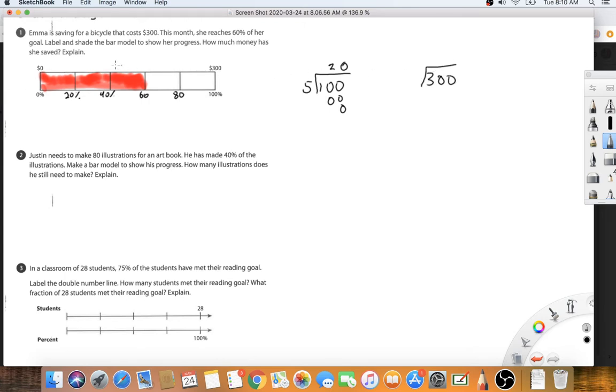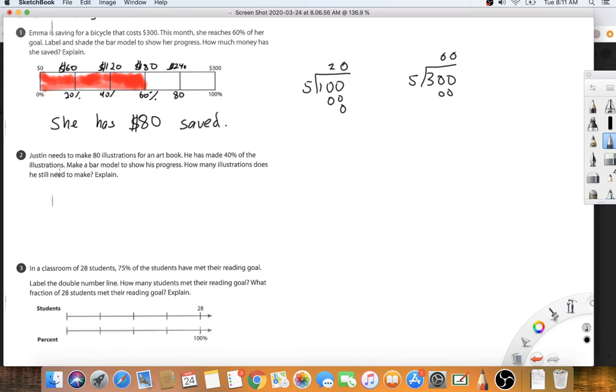We're going to divide by 5. So we have 1, 2, 3, 4, 5 into the 300. It's going to be 60. So that means that it's $60 for each one. So 60, 120, and skip counting by 6: 6, 12, 18, 24, 30, add the 0 right there. So how much money has she saved? If she only has 60% reached so far, she has $180. She has $180 saved.